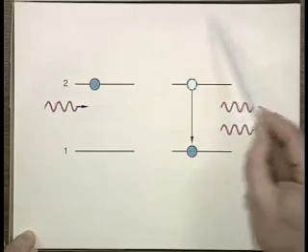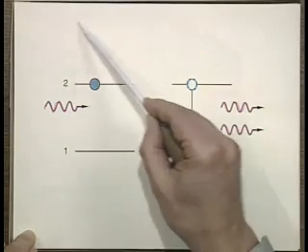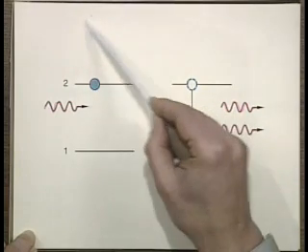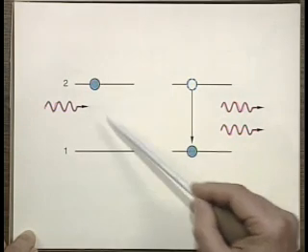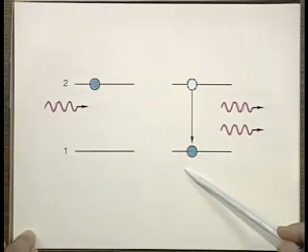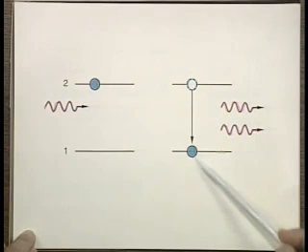Let's say there are no other energy levels to go up. If there was an energy level here, then it could kick it up. But in this particular case, we say we only have two levels, so the only way for this atom to go is down.